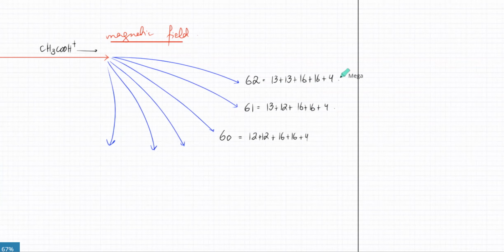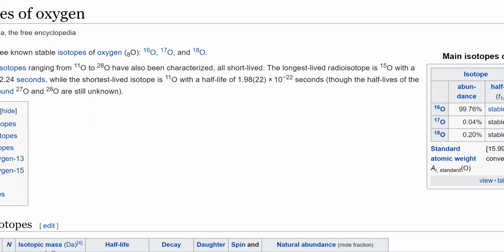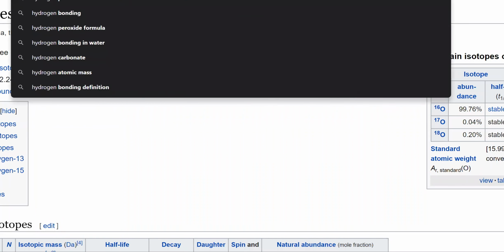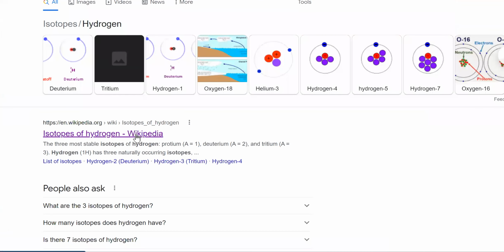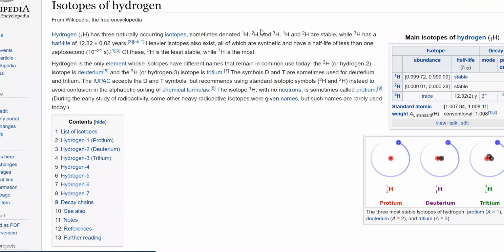The same goes for hydrogen isotopes as well. It has isotopes, but they're kind of rare. So if you look at hydrogen isotopes, they are going to be very rare as well.